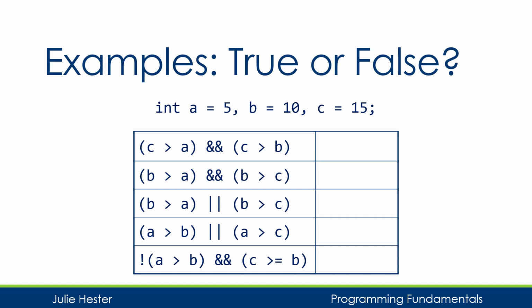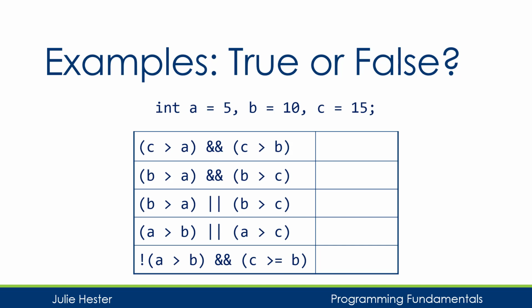So let's look at some examples here. In each of these examples, I'm going to use the integer variables a, b, and c. A has a value of 5, b has a value of 10, and c has a value of 15. So first, on the first line, I'm going to compare c to a. Is c greater than a? Yes, it is. And is c greater than b? Yes, it is as well. 15 is greater than 5, and 15 is greater than 10. So the left-hand side is true, the right-hand side is true, and the overall expression is true.